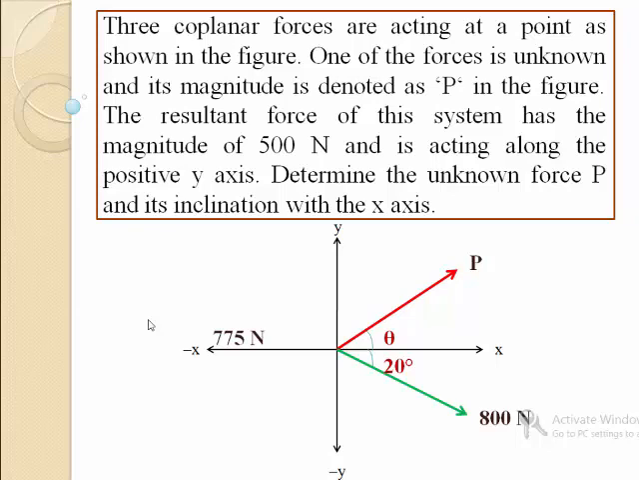So in the given problem, three concurrent forces, and they are coplanar, are being considered. It is given in the problem that the resultant force of the system has the magnitude of 500 Newton and is acting along the positive y-axis. Okay. So usually the resultant of a coplanar concurrent force system can be calculated using the formula R is equal to root of summation H square plus summation V square. So to calculate the magnitude of the resultant force, we require the summation of all the horizontal forces acting in the system and the summation of all the vertical forces acting in the system.